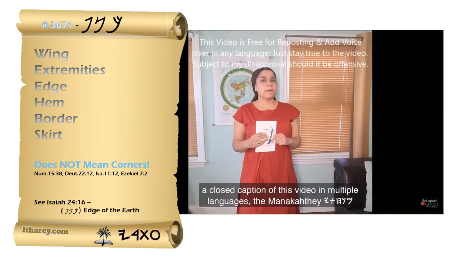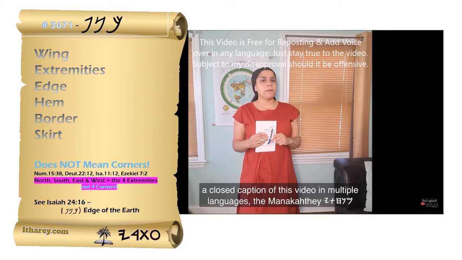Okay, so the video just demonstrated to you that kanap means wing, but it also means the edges, the border. And it's also translated or interpreted as skirt, okay? And so whenever it's used to mean corner, they are mistranslating it. It actually means north, south, east, and west. The word for corner in Manakahthey is actually like saying the four extremities. The four extremities just means north, south, east, and west. It's the four ends, basically. I would translate it as four ends instead of corner, because with kanap, the symbols are not communicating corner, okay?